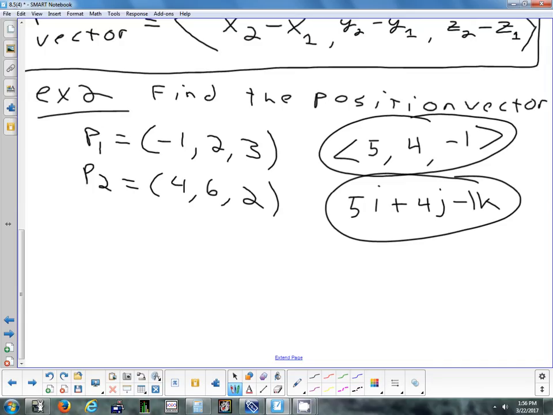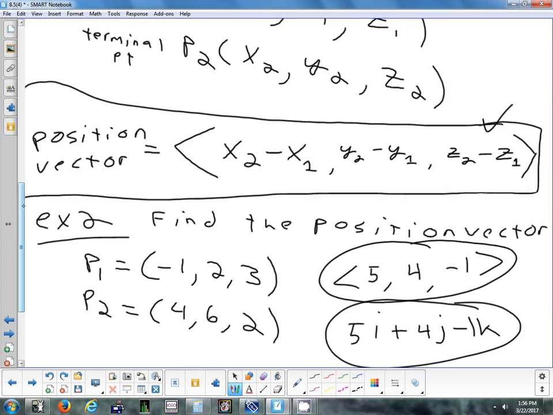Okay. Questions on how to find a position vector? Because I'm going to ask you this again on the test, even though we already did it in 2D. I'll probably ask you to do one again in 2D, which would be exactly what you just did, but these two numbers would be zeros. You wouldn't have them in 2D. So it's a little faster in 2D. And I'll probably ask you to do one in 3D.